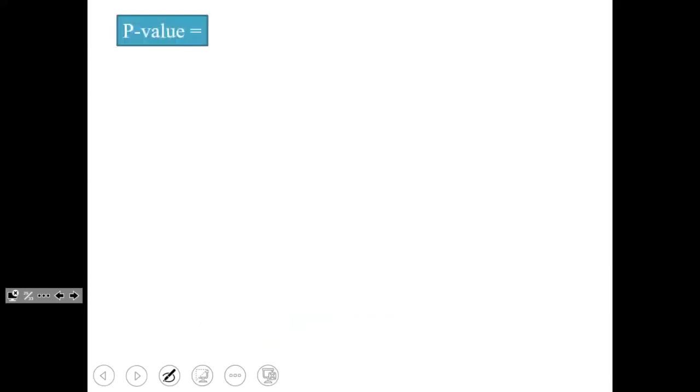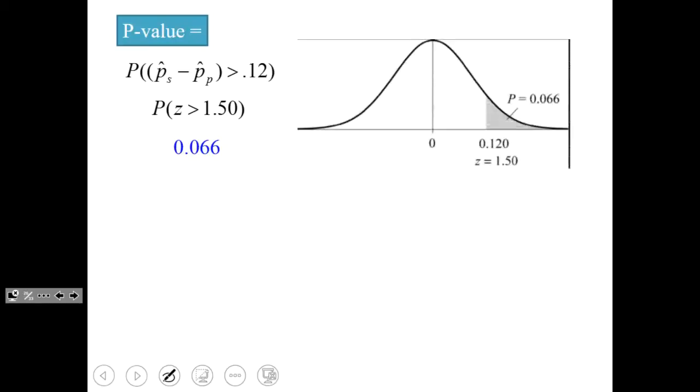So now I need to find my p-value. In this case, I'm looking for the probability that my difference would be greater than 0.12. That's the same as saying a z-score above 1.5, or we get 0.066. And that's what it looked like on the curve. Now, this is not an incredibly low p-value, but let's think about this for a moment. The p-value is where we're saying if we cut in below this, we're going to reject the null hypothesis. And that means we're going to act as though the alternative is true.